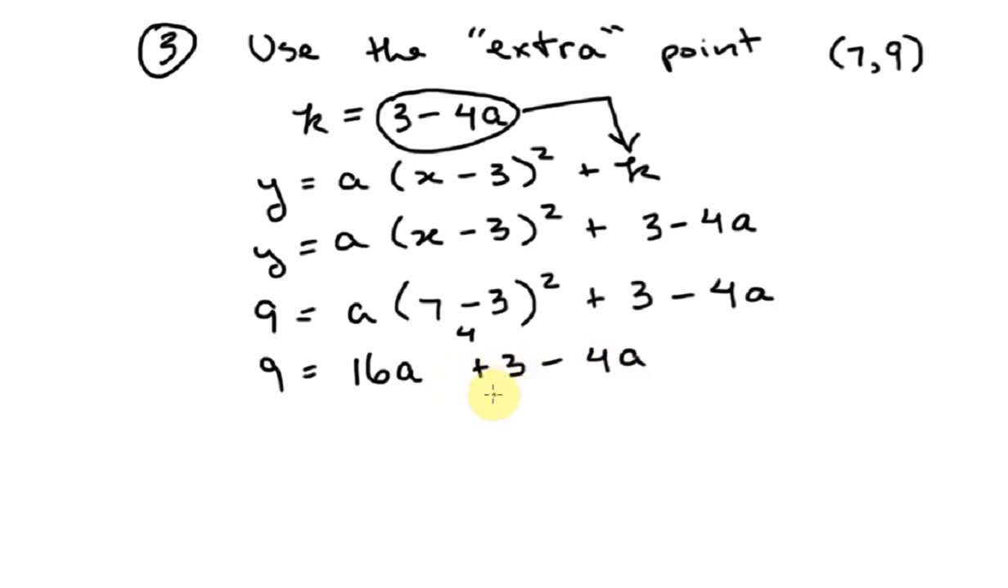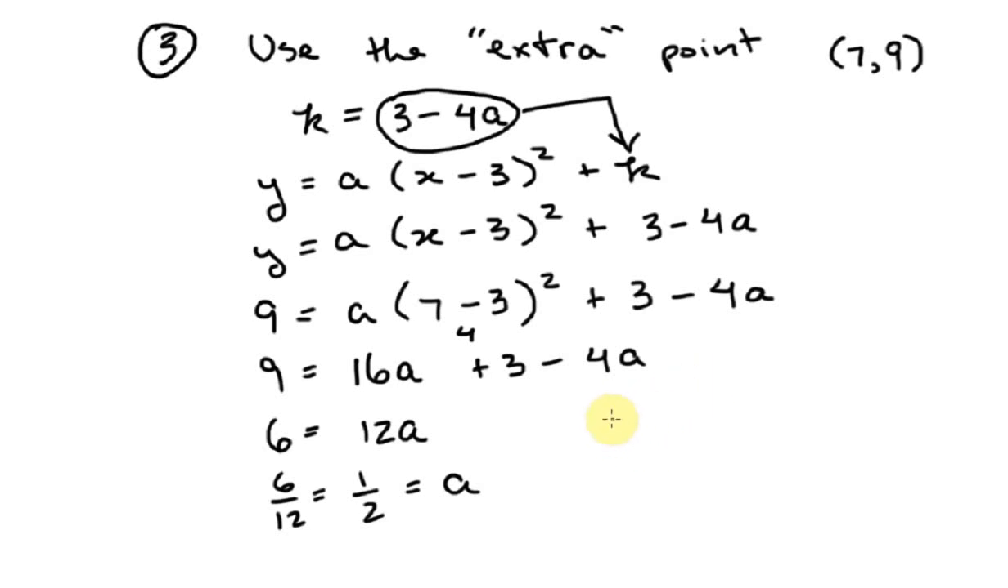Now I'm going to subtract the 3 from both sides, so that'll be a 6. And 16a minus 4a is 12a. Then we're going to divide by 12 to the other side, and we might as well put it into lowest terms. So this is going to be 1/2. So that is now what a is. Once we have that, and that was step 3, we're going to carry on to step 4.